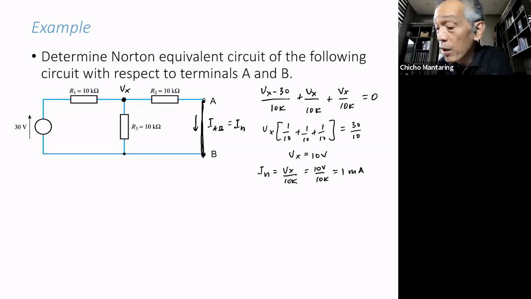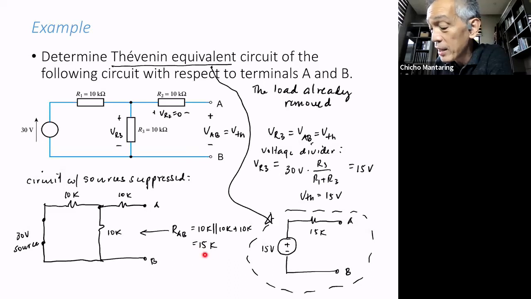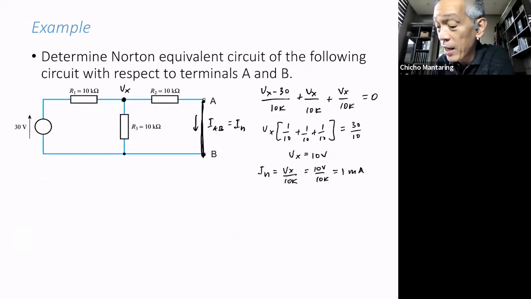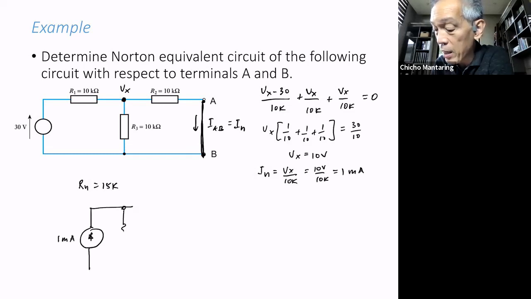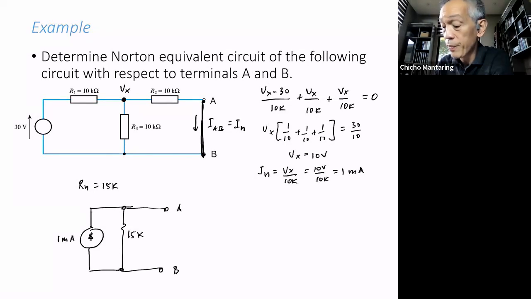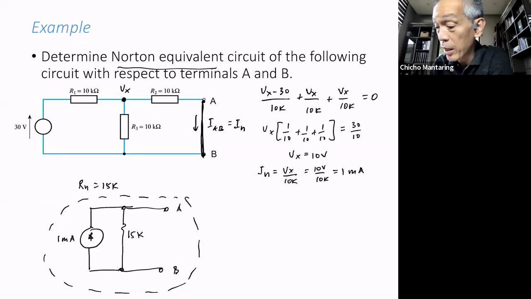Tapos yung value ng Rs of n, na-solve na natin kanina. Yung value ng Rs of n is the same as your Thevenin resistance, is equal to 15K. So what is my Norton equivalent? I have 1 mA in parallel with 15K. And this is A and this is B. So this is now my Norton equivalent.